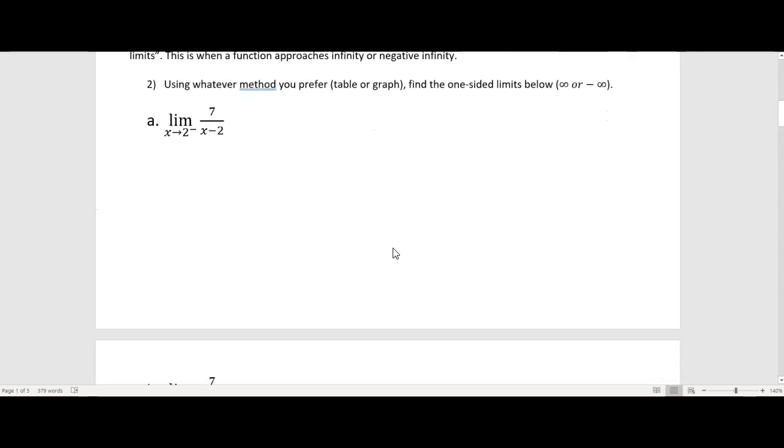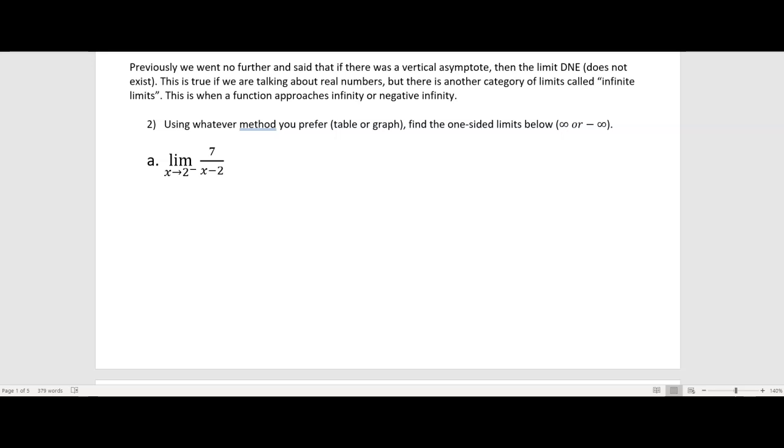For both of these one-sided limits, you can use your calculator. You can write out a table, or you can try to think of it analytically or algebraically. But I want you to figure out whether this one-sided limit is going to positive infinity or negative infinity. And then I want you to try to be able to justify it. So pause the video and then click play once you've given it a good thought.